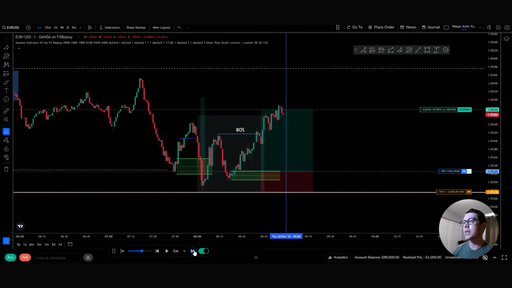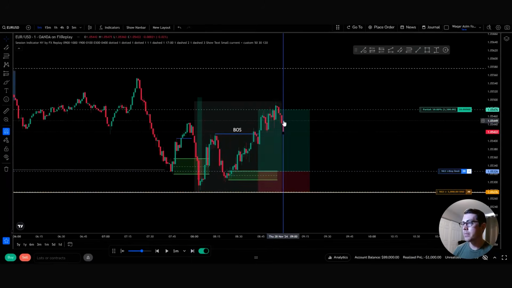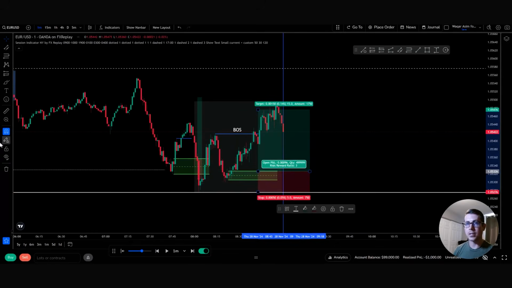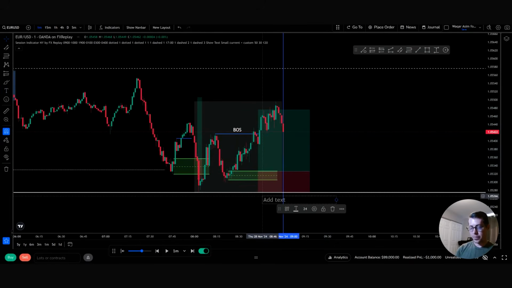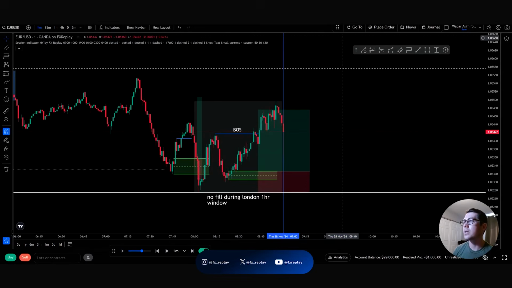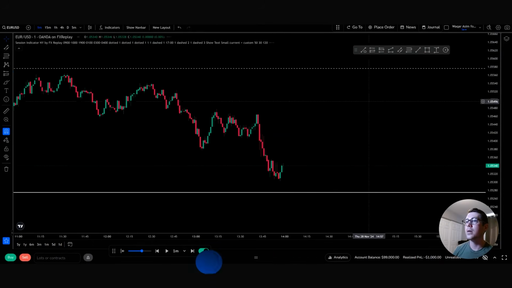So it doesn't look like we're going to get tagged in. Maybe it will work out. We'll see when we play forward, but we're outside of the 1 hour window. So this has automatically gone from maybe an A+ setup to a B or a C setup. It could still work out, but I'm going to cancel the order and just go to the next session and say, no fill during London 1 hour window. And we'll just make a comment there. Let's delete this, go to the next New York session.